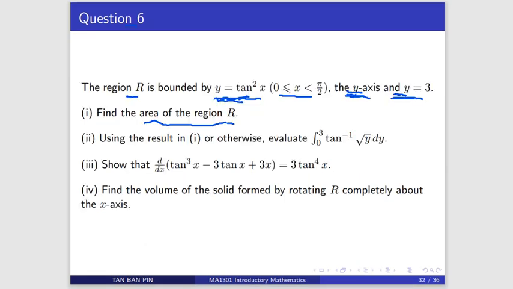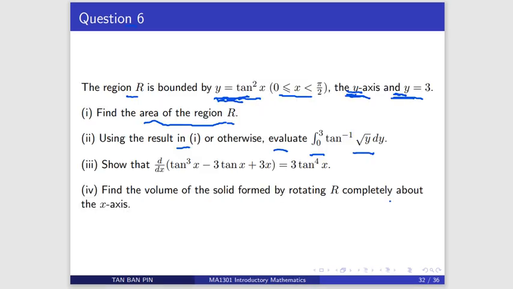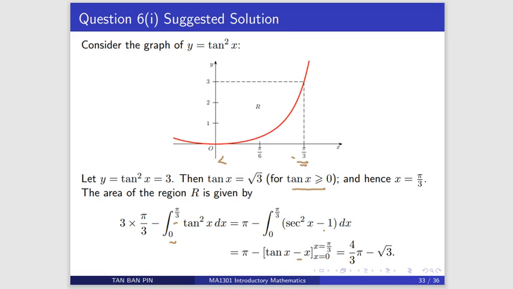Next, we look at part 2. You are asked to use part 1 and then evaluate the integral from 0 to 3 of tan inverse square root y dy. To do that, you can check if y is tan squared x, then x will be tan inverse square root y. And if you look at x from 0 to pi over 3, then y will be from 0 to 3. You can see from the graph, this is what you should have. If you consider x from 0 to pi over 3, then y is from 0 to 3.